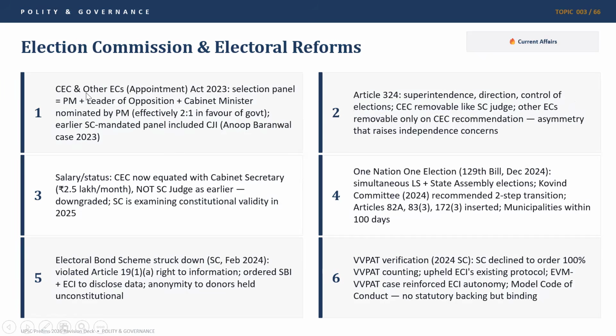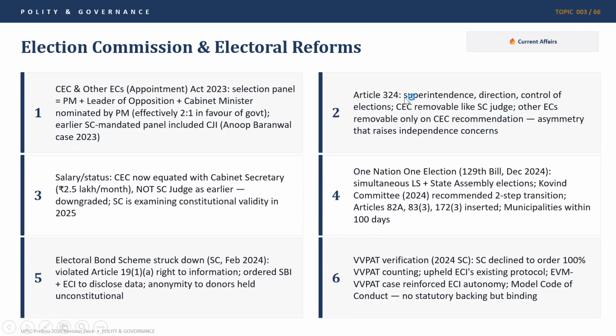Moving on, Election Commission and electoral reforms. There was an act recently, in 2023, in which the method of selection or appointment of the CEC was changed. In the CEC and other ECs Appointment Act 2023, the selection panel is now composed of the Prime Minister, the Leader of Opposition, and a Cabinet Minister nominated by the PM. So effectively, it is 2:1 in favor of the government. Earlier, there was an SC-mandated panel which included the CJI also. But now the CJI is not a part of this panel to choose the CEC and other ECs.